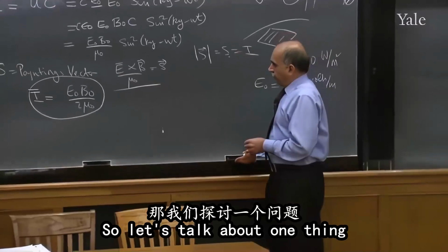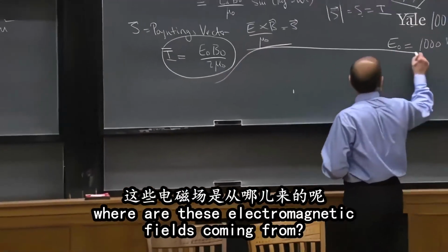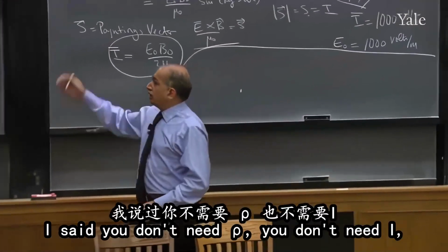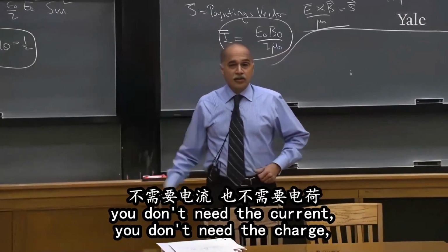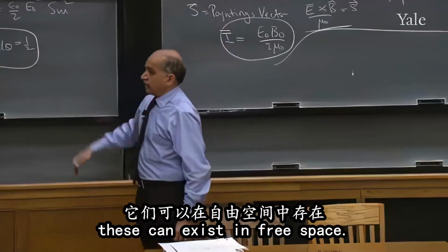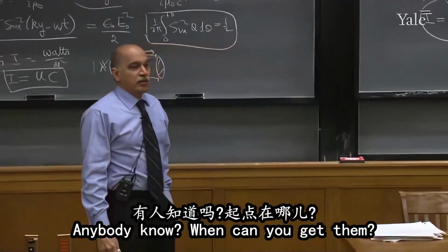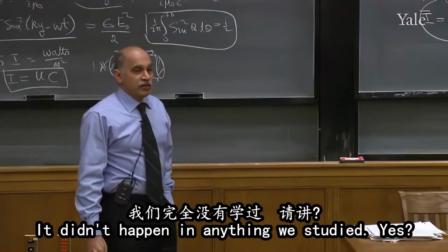So let's talk about one thing which I've not discussed at all, which is, where are these electromagnetic fields coming from? I said you don't need rho, you don't need I, you don't need the current, you don't need the charge. These can exist in free space. But what's the origin of the electromagnetic waves? Anybody know? When can you get them? Didn't happen in anything we studied.